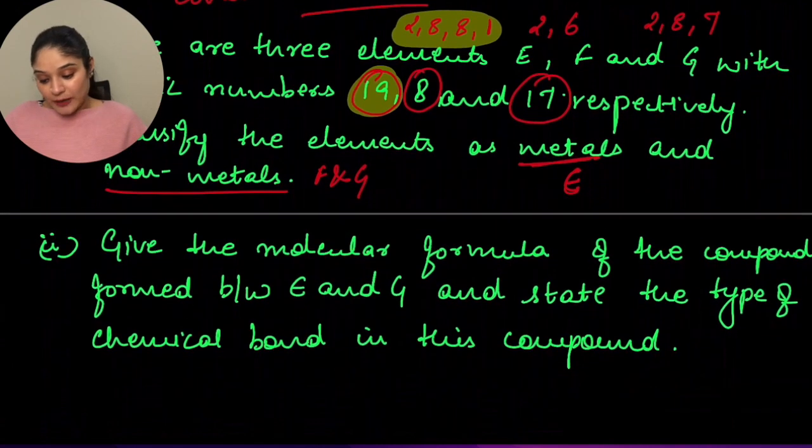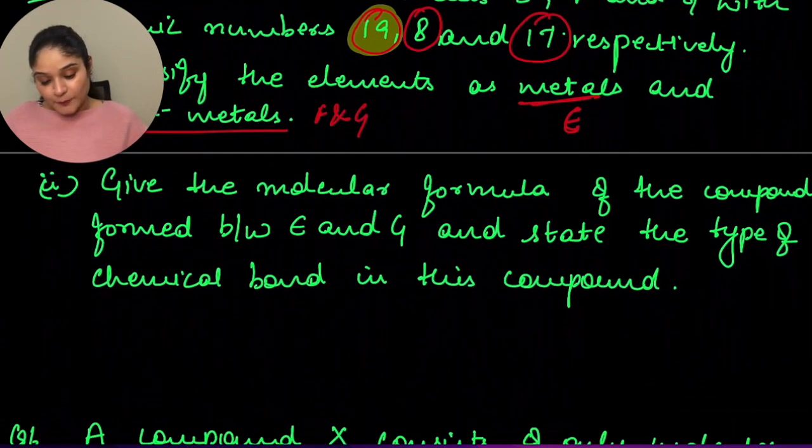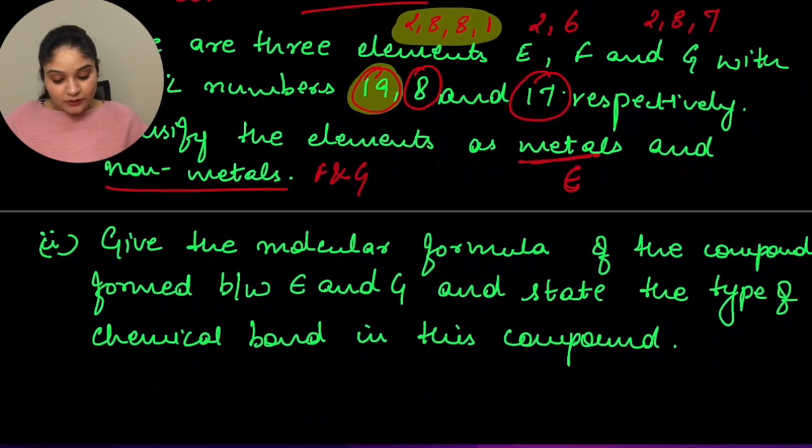The next part is: give the molecular formula of the compound formed between E and G. E will donate one electron and G will accept one electron. So 1 and 1, and they will be satisfied. We'll have EG, using one atom of E and one atom of G. So your molecular formula would be EG.